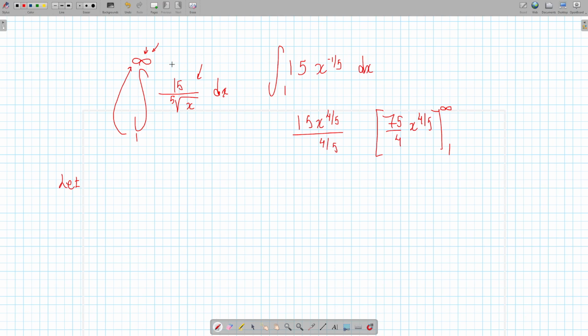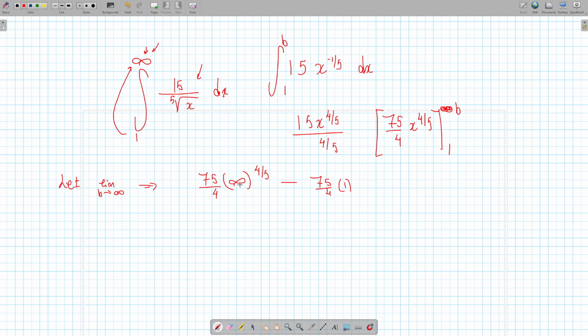Okay, wait, let me show you. So instead of infinity, what we write is b, and you integrate normally, and you're going to say here it's up till b. Okay, and then you're going to say let limit b approach infinity. Okay, and you're going to write an arrow such that 75 over 4 times infinity to the power of 4 over 5, right? We're substituting now, minus 75 over 4 times 1, basically 1, because when you substitute 1, it's going to be 1.